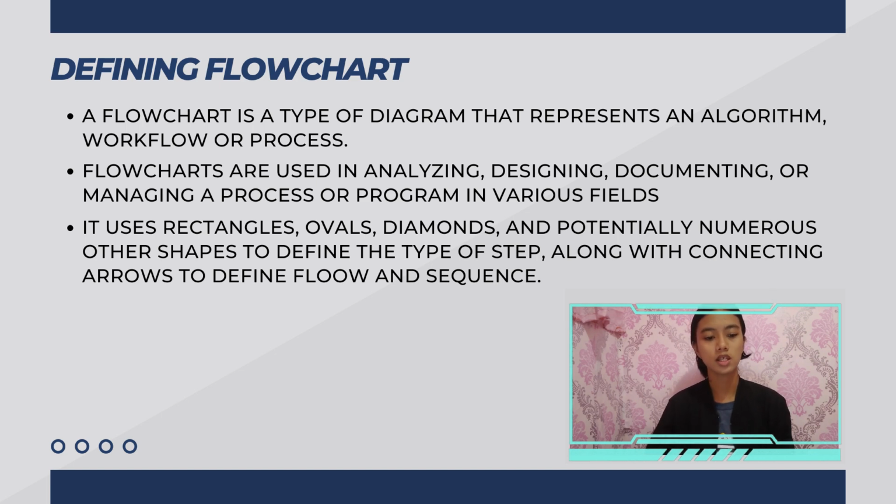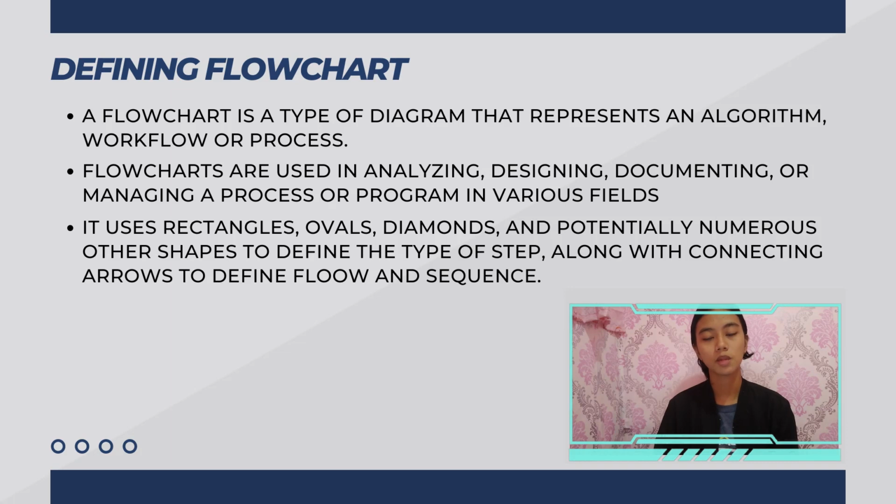Defining flowchart. What is a flowchart? A flowchart is a type of diagram that represents an algorithm, workflow, or process. It is a diagrammatic representation of a solution model to a given problem. Flowcharts are used in analyzing, designing, documenting, or managing a process or program in various fields.